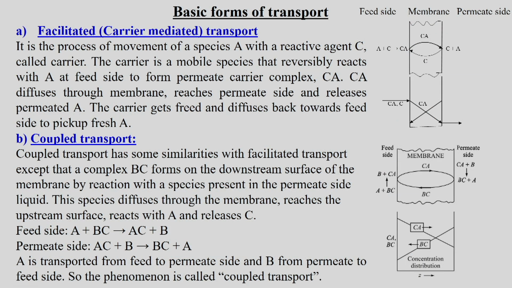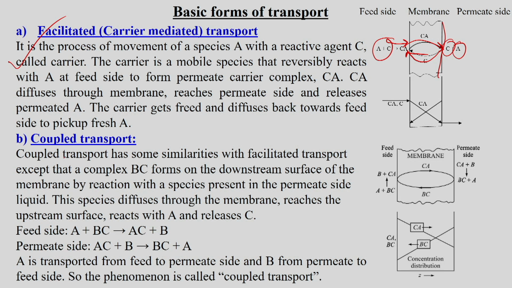Now, the basic forms of transport. One is facilitated transport, that is carrier mediated transport. A plus C comes as CA and is transported to the opposite side of the membrane, where it is separated into C and A, and the carrier comes back to the feed side. This is carrier mediated transport.